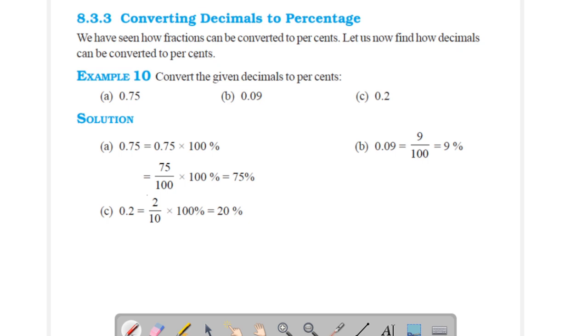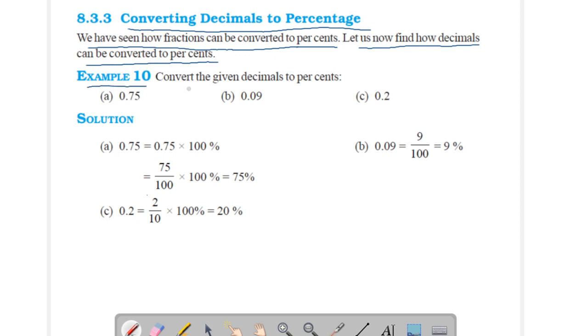Now come to the next topic, that is converting decimals to percentage. Here we have seen how a fraction can be converted into percent. Let us now find how decimals can be converted to percentage. Say example 10. Convert the given decimals to percent.